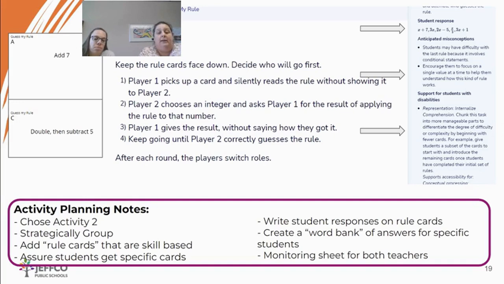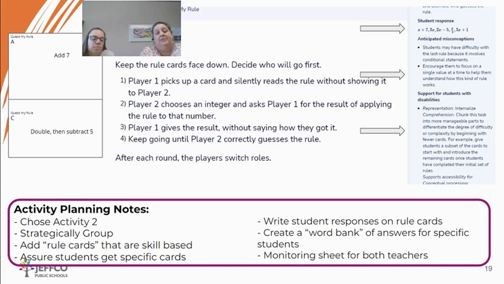So again, we decided we would strategically group our students. We decided heterogeneous here as well would be the best to move forward with. On the left side of your screen, you have the rule cards A and C. These are 2 of the 4 rule cards that are available in this activity. You can see A is add 7, and C is a little bit more: you double, then subtract. It's a 2-step rule.